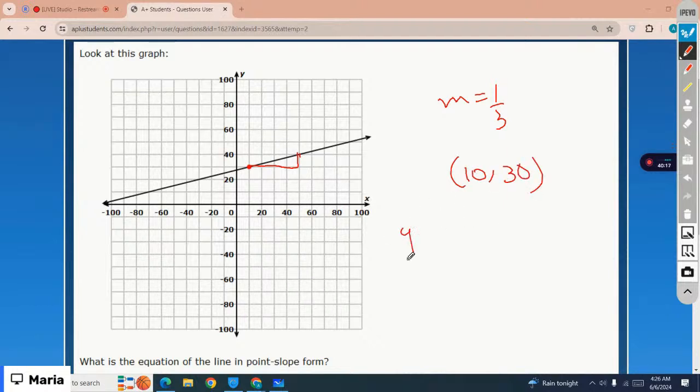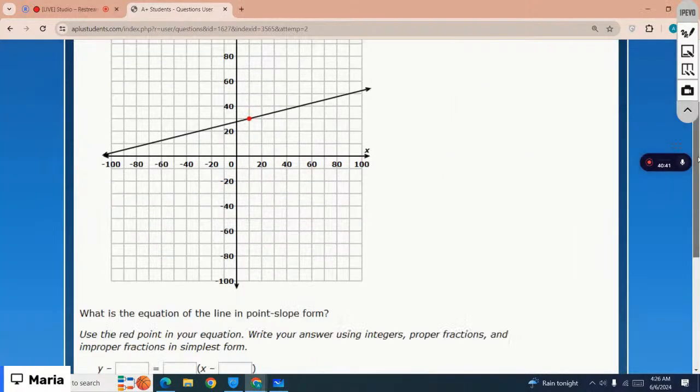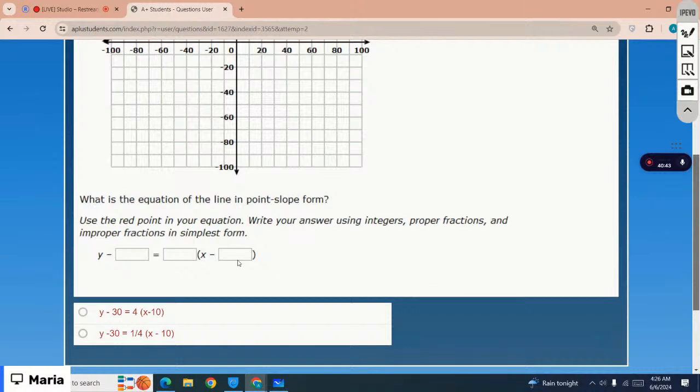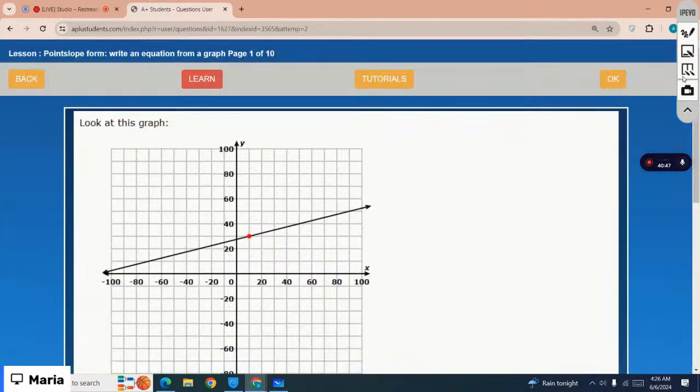So you can write down the equation y minus y1 is equal to 1 by 3 times x minus 10. So the correct option is y minus 30 equals 1 by 3 times x minus 10. Got it? The correct option is option number 2, right?